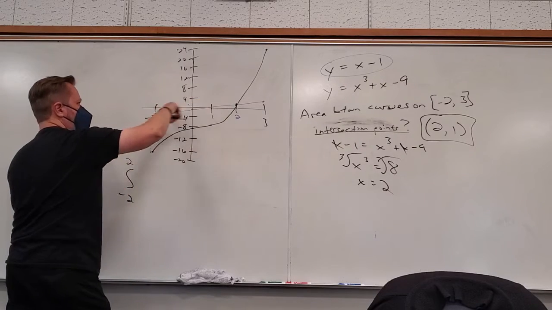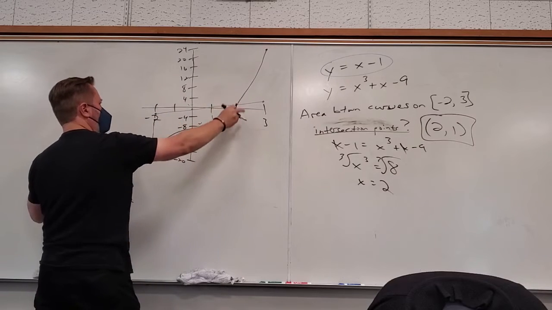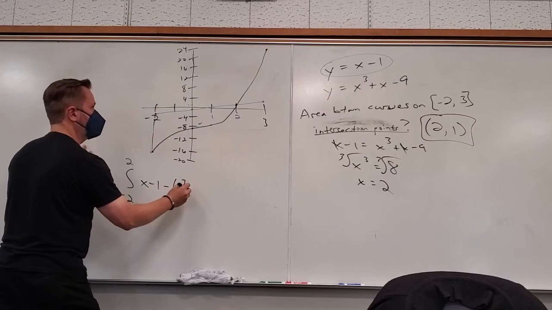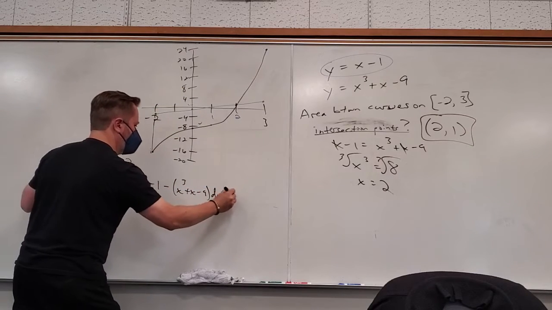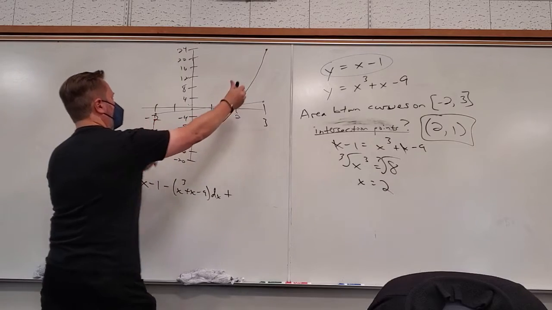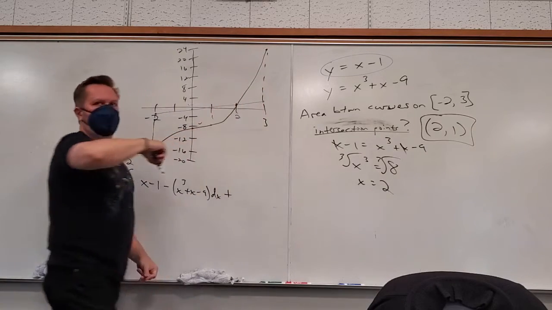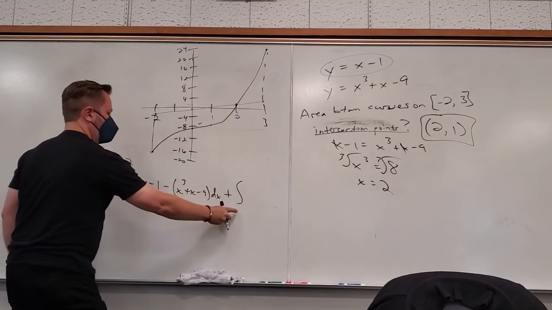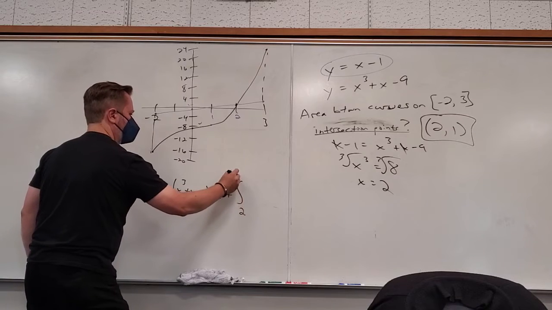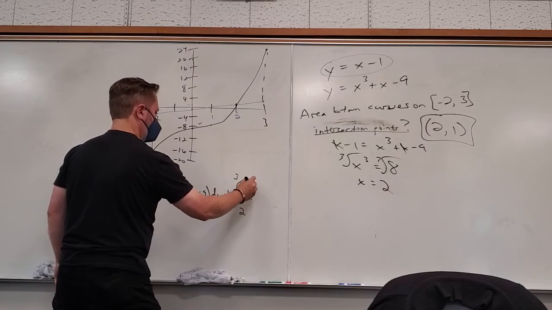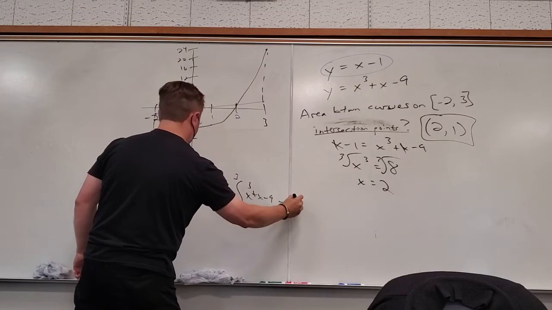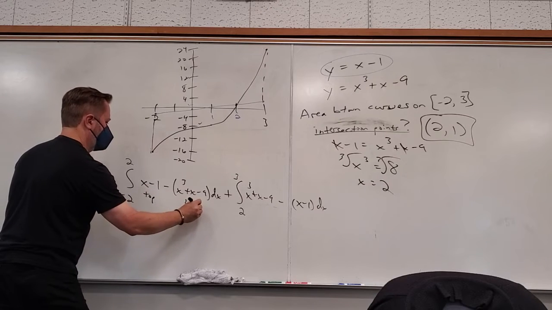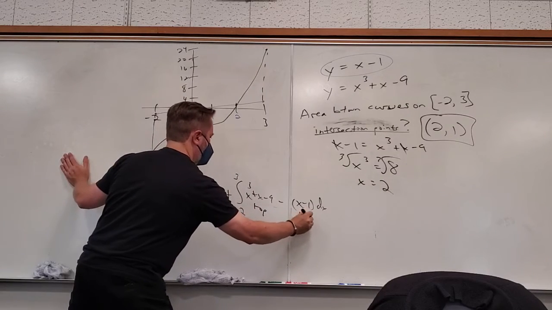Yeah, the line is on top. So I can find this area by doing the line function minus the cube function, and that's this area, and now I can add this area in. But again, which function's on top now? And what do I go from and to? 2 to 3. So x cubed plus x minus 9 minus x minus 1. So again, this is top minus bottom.